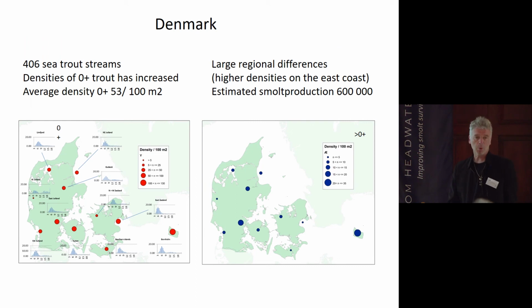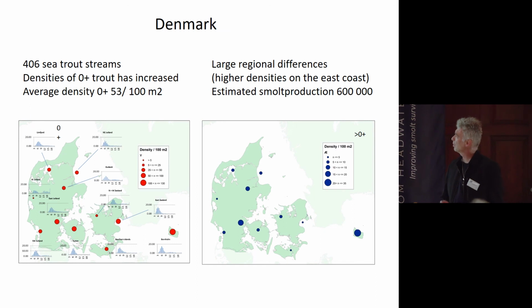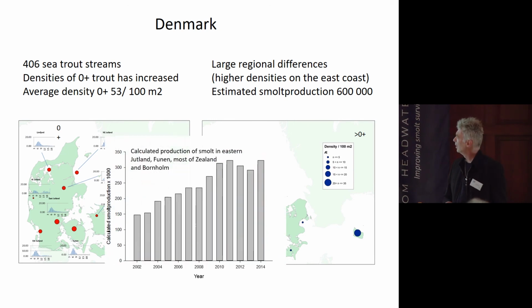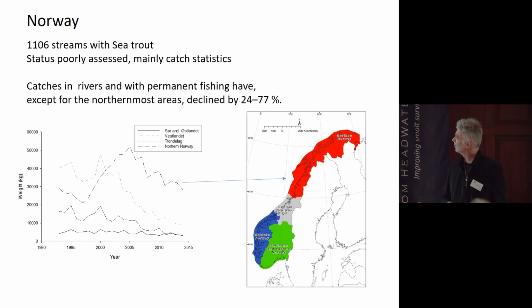So just some quick words about the situation in Denmark. Here there are on average about 400 sea trout streams, so there's still a lot of sea trout streams here as well. The densities of 0+ trout have increased, although there is a larger regional difference here. But this is the overall smolt productivity, and it's estimated to be 600,000 smolt produced here.